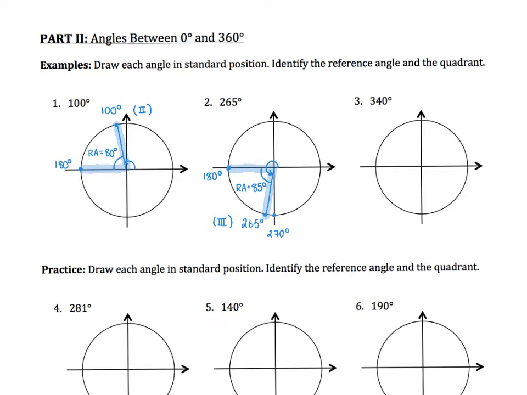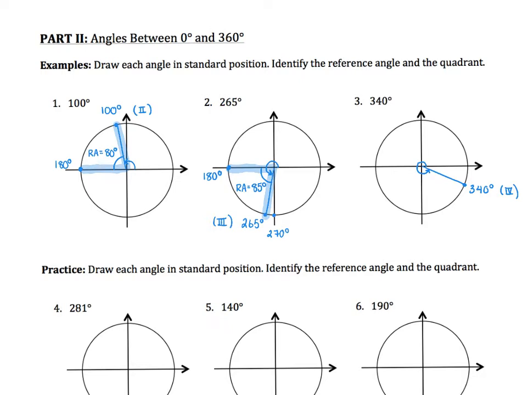And last but not least, 340. Well, 340 degrees, that is almost 360. So going all the way around would bring us around a full 360 degrees. So we're going to go almost all the way around and maybe stop here-ish. And we'll mark that as 340 degrees, and that puts us in quadrant 4.